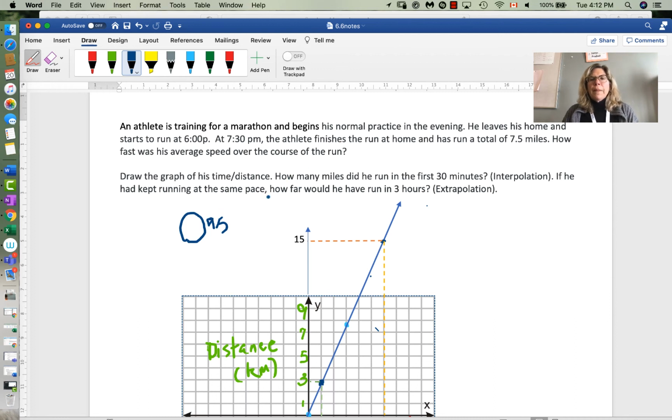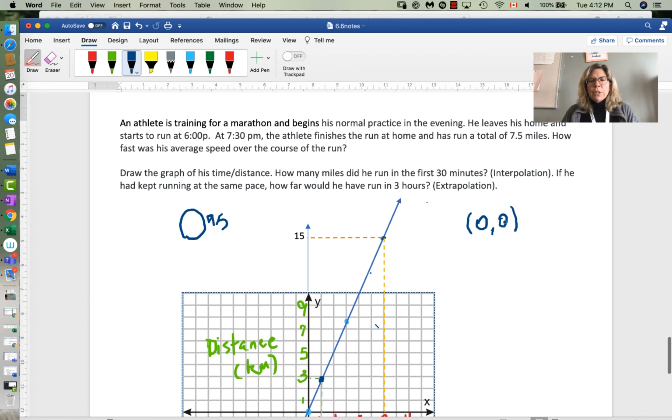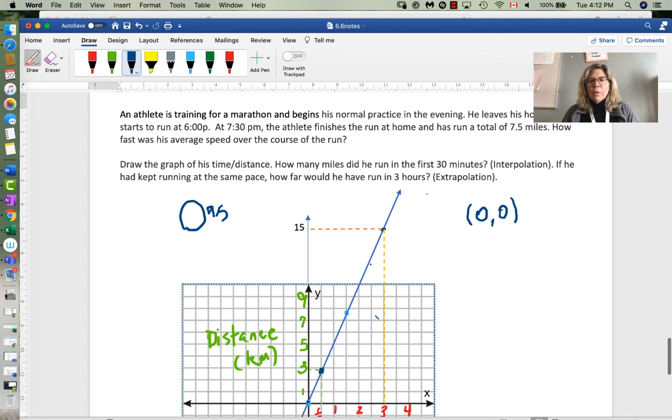So how fast was his average speed over the course of the run? Well, if he starts out and he hasn't run any distance and it hasn't been any elapsed time, then his starting point is 0, 0, which is how I graphed it on the graph. I said, okay, the beginning point is 0, 0. And then he runs 90 minutes and he runs 7.5 kilometers.